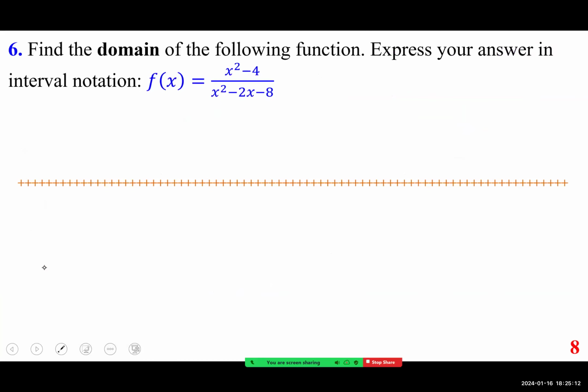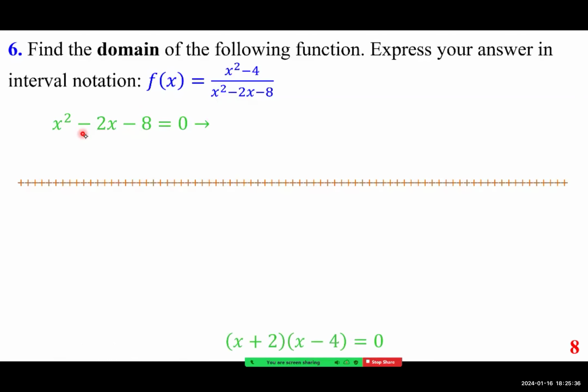Find the domain of the following function. Express your answer in interval notation. As you recall, for the domain, we set the denominator equal to 0 because we are dealing with a rational function, and we exclude that. When we set this equal to 0, we factor (x plus 2)(x minus 4), because you want two numbers whose product is -8 and sum is -2. So x is either -2 or 4, and those are the ones that we have to exclude.